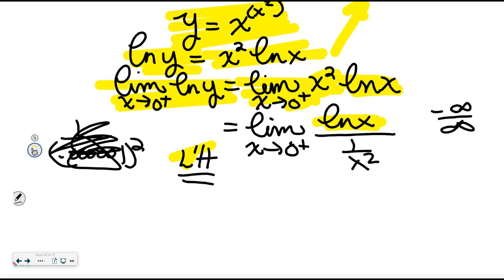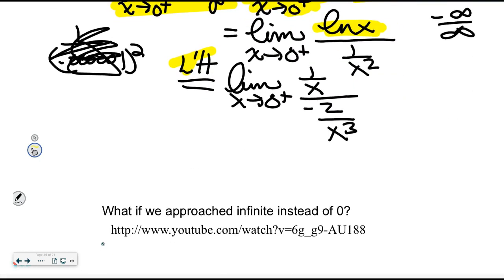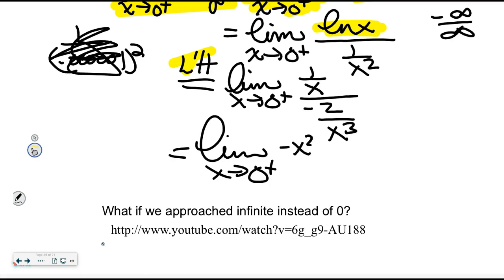Next up, I take the derivative of the top, 1 over x, over the derivative of the bottom. What's the derivative of the bottom? Negative 2 over x cubed. Yep, be careful with that. So negative 2 over x cubed. And so what ends up happening when I multiply by the reciprocal? What do you get? I get an x squared over negative 2, right? Negative x squared over negative 2.